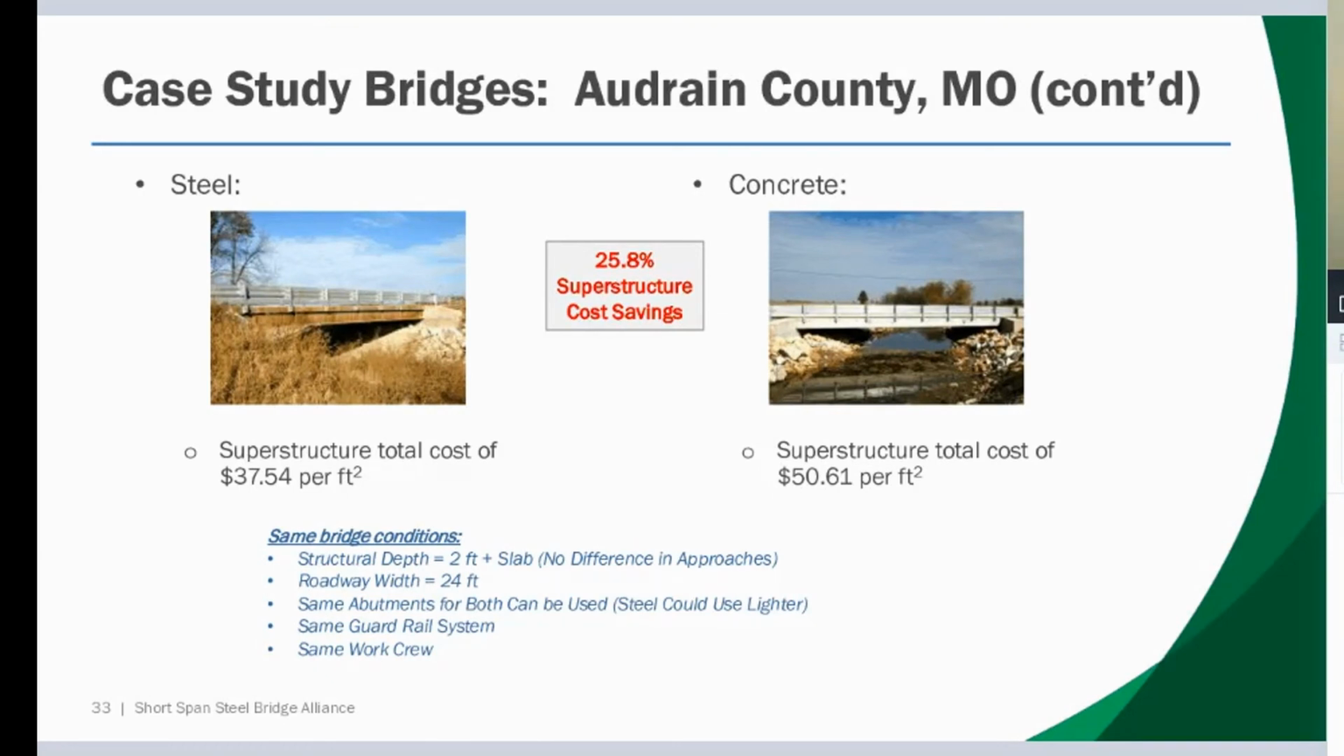Now, a couple things about that. First off, this is not bid prices. This is what was paid at the end of the day when the bridges were complete. This was what was paid by the owner for these bridges. And again, same work crew, same guardrail system, same roadway width, same structural depth, but one went steel, one went concrete, and the steel bridge came in at almost a quarter cheaper, if not more.